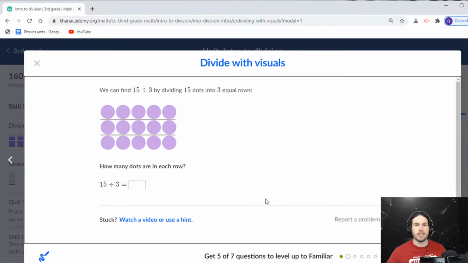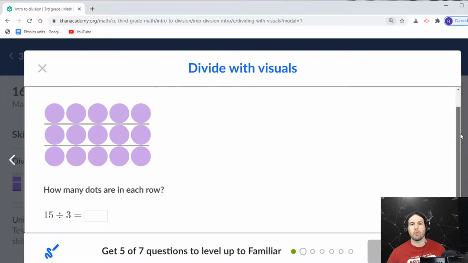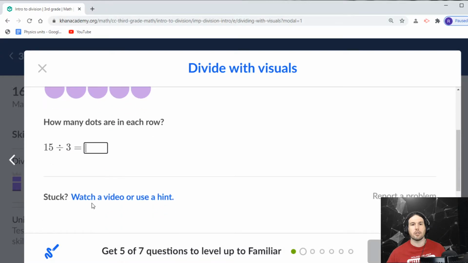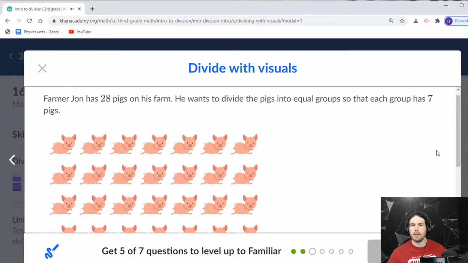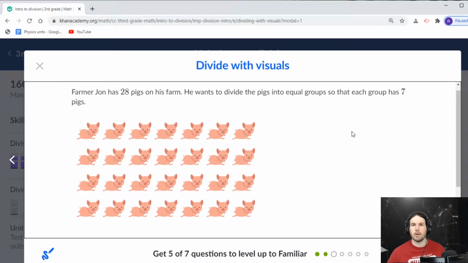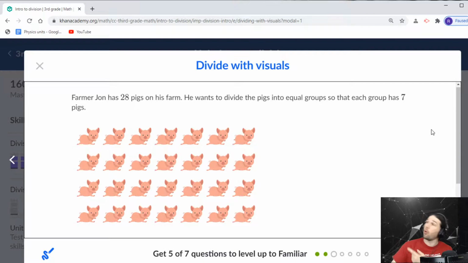We can find 15 divided by 3 by dividing 15 dots into 3 equal rows. Each row has 1, 2, 3, 4, 5 dots. Farmer John has 28 pigs on his farm. He wants to divide them into equal groups so that each group has 7 pigs. Again, you can either do the division or you can just look and count.